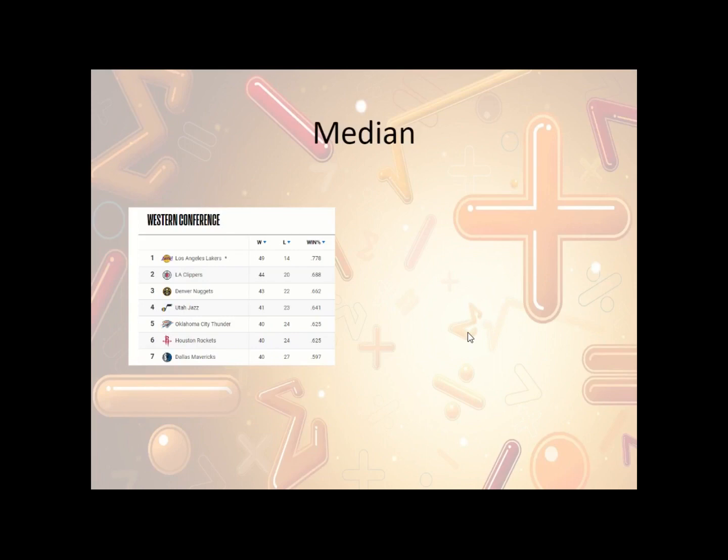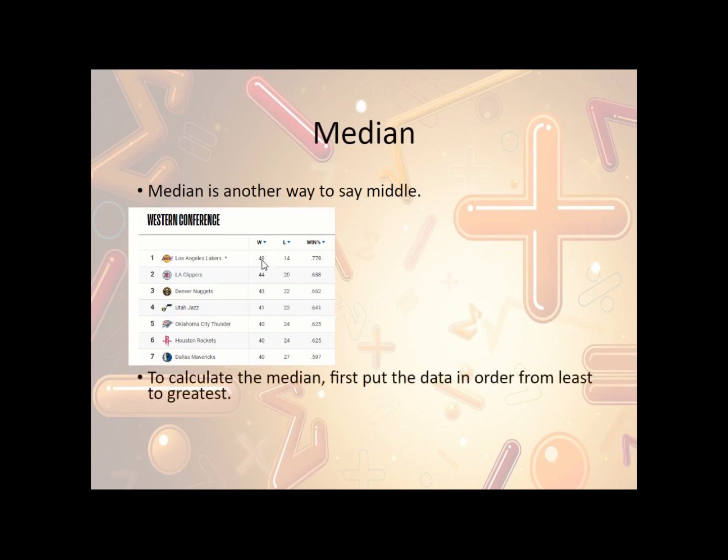Now median. So the median is the middle. So what we're going to do is we're going to take all of our values, and we're going to put them in order from least to greatest. And then we're going to start crossing out one number on each side till we reach the middle.